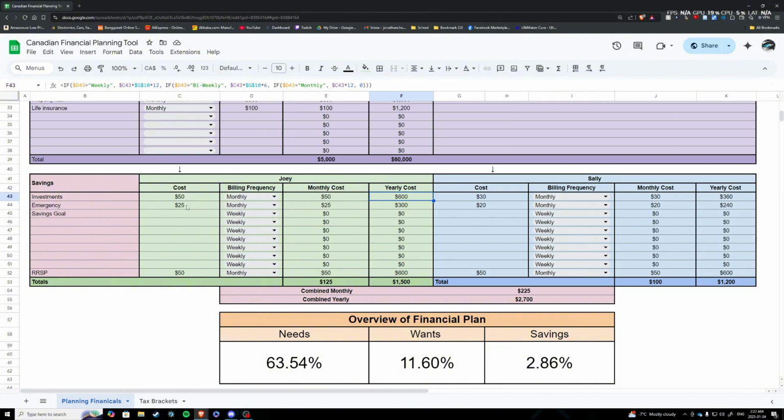And for emergency, he's only putting in $25 monthly. It's $300 a year. And Sally did differently, so she's only doing $30 monthly, $20 monthly for emergency. And then you can see the yearly values here. Both Joey and Sally agreed upon $50 a month for their RRSP. So that's that. And then again, we have the combined monthly and yearly of these values. So that's $2,700 yearly and $225 monthly. That's going towards savings.